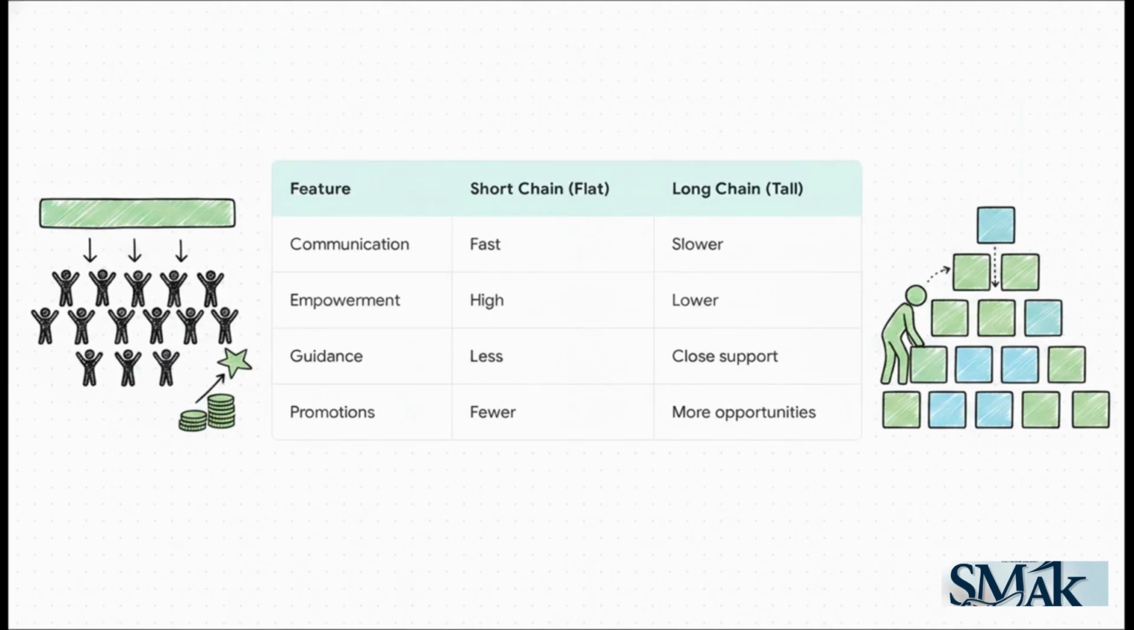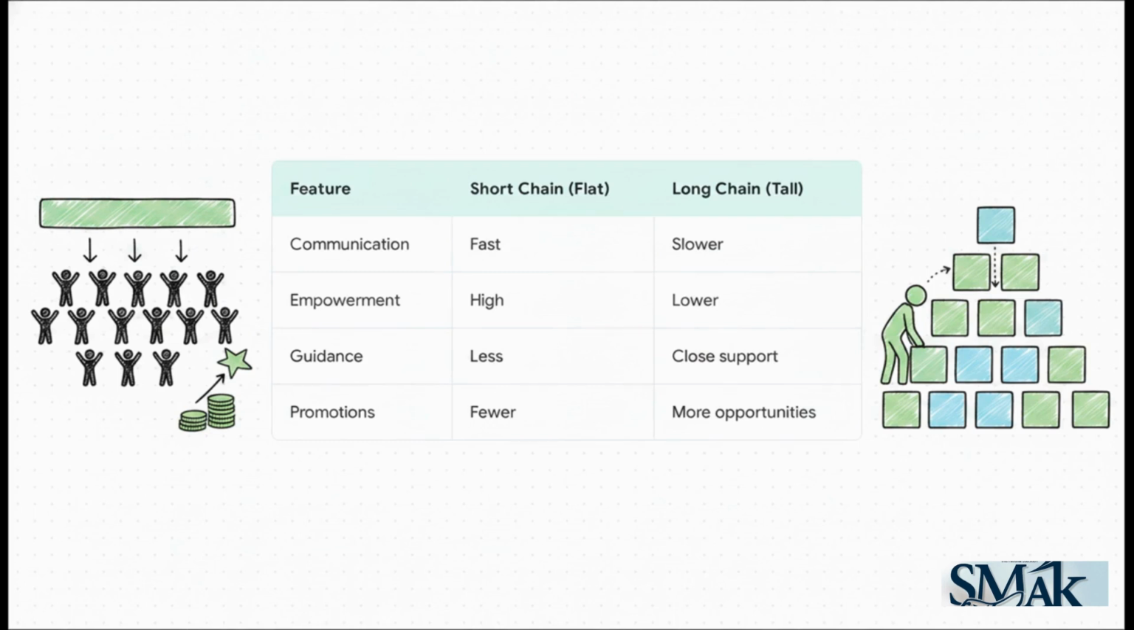And, these different shapes aren't just for show. They come with major real-world trade-offs. A flat hierarchy with a short chain of command, that allows for incredibly fast communication from top to bottom. Because one manager oversees so many workers, the staff tend to feel highly empowered and motivated. Plus, the company saves a ton on management costs.